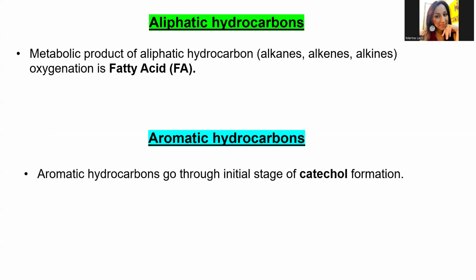We also mentioned hydrocarbons, aromatic or aliphatic, as a carbon source. So alkanes, alkenes, and the product of oxygenation is fatty acid. If the hydrocarbon is aromatic, the product of oxygenation is catechol. That's a big difference between them.